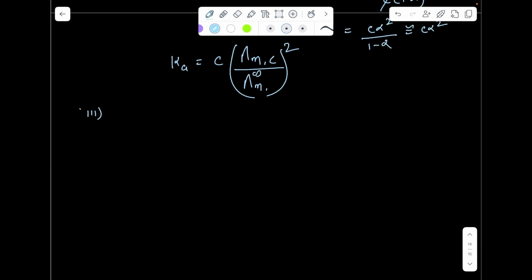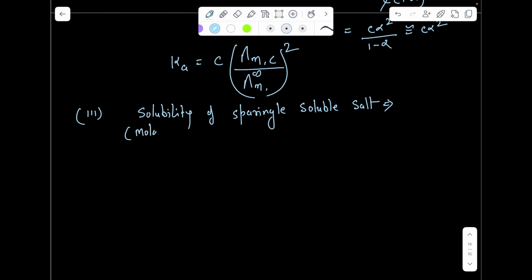Now the third application we have is solubility, of a sparingly soluble salt. A sparingly soluble salt is one which forms a saturated solution fast. So solubility is nothing but the molarity or molality. We know that molar conductivity is equal to kappa into 1000 by molarity, and this molarity we can represent as the solubility. So molarity is equal to kappa into 1000 by molar conductivity at infinite dilution or at C concentration.